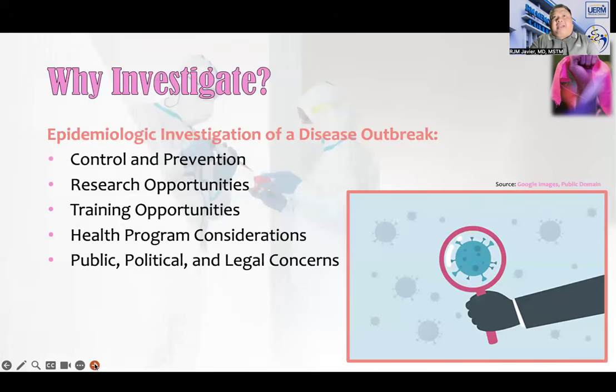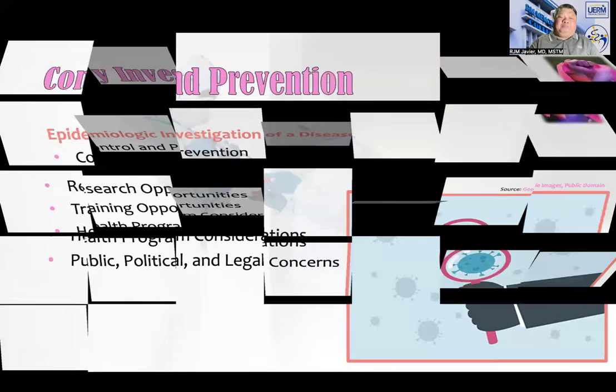Now, why is it imperative that from a public health perspective, we investigate a disease outbreak? Investigating a disease outbreak would entail multiple advantages and reasons. That will include control and prevention, research opportunities, training opportunities, health program coordination considerations, and even concerns that would talk about legal aspects or even public and political issues. I will try to go over them very briefly, starting with control and prevention.